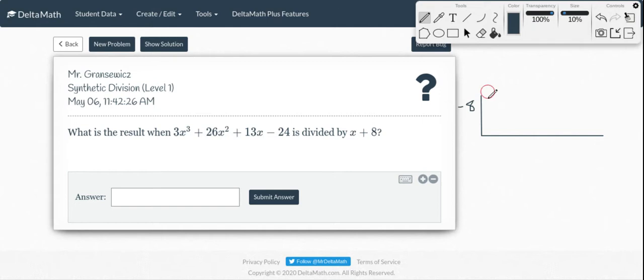So again, just write them across the top right here. Here's a 3. Pretty bad. 26. Good enough. 13. And then -24 here. That's my constant.